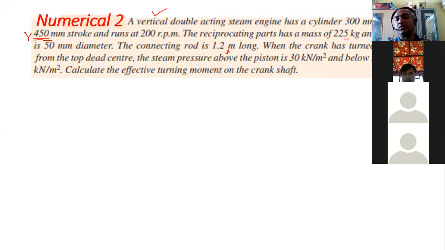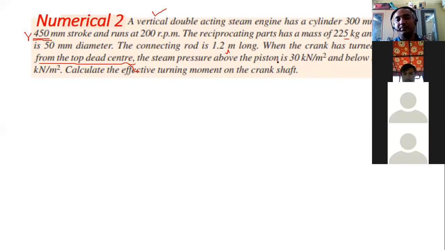So when the crank has turned through 125 degrees from TDC, top dead center, this is important. It means that in this equation your Fi will be deducted. Fi is negative because it is moving from TDC. And 125 means what? It is less than 180, so it means that it is moving from TDC to BDC. Fi will be negative.